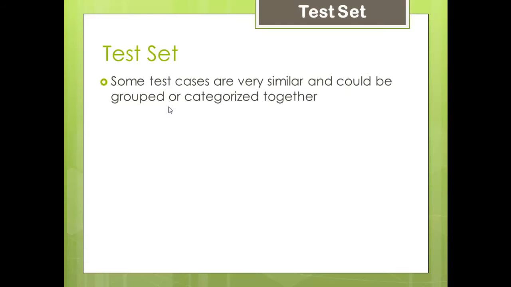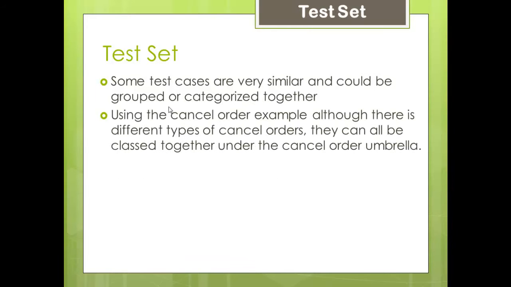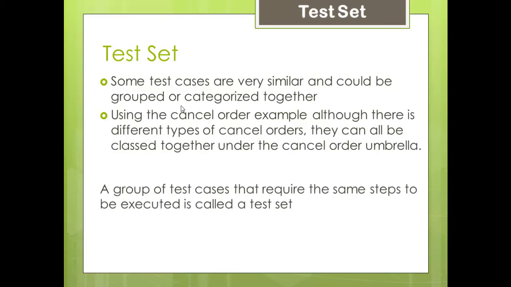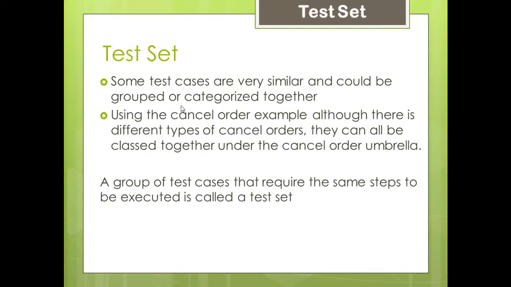So a test set is basically grouping together test cases. You'd have similar test cases that can be grouped together, and you would bundle them into what's called a test set. So what I like to use is an example of the cancel order. Although there are different types of cancel order, they can all be classed under the cancel order umbrella. Okay? So a group of test cases that require the same steps to be executed is called a test set.